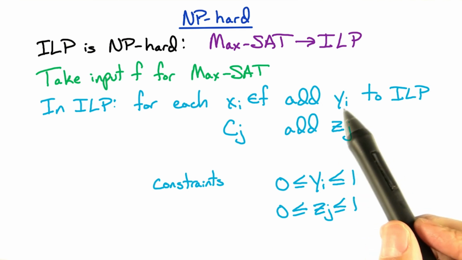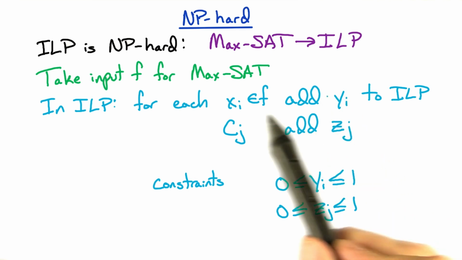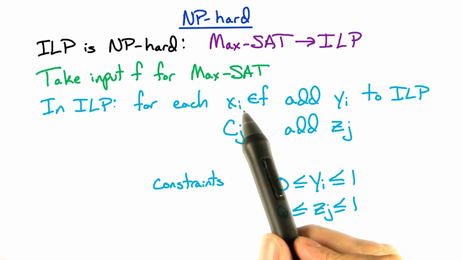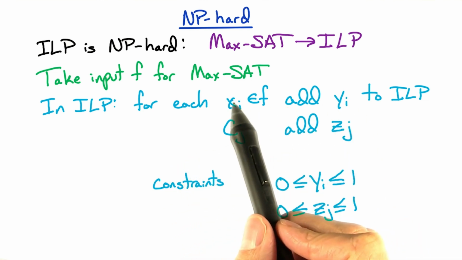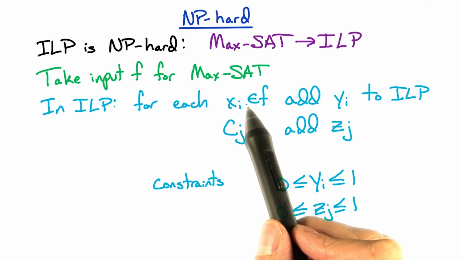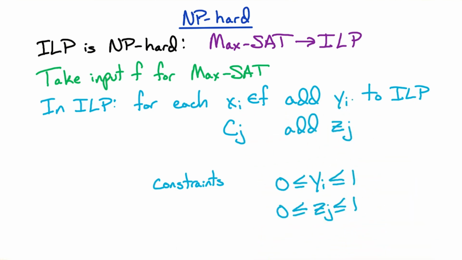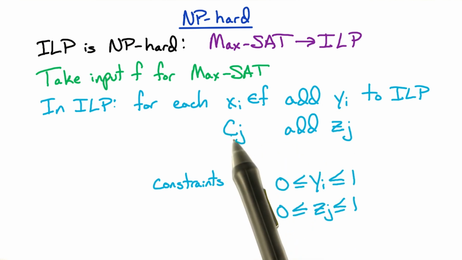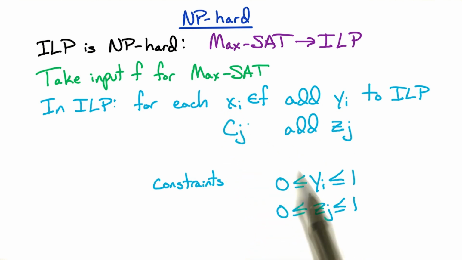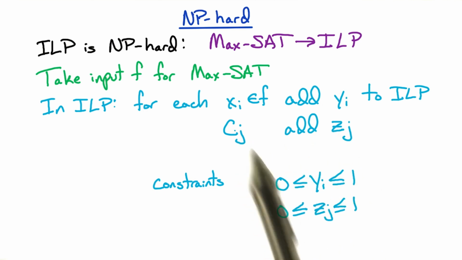Now intuitively, what's going on? These yi's are going to correspond to whether this variable xi is set to true or false. So yi equals 1 corresponds to xi being true, xi being false corresponds to yi being 0. Zj is going to correspond to whether this clause is satisfied or not. So it's going to take value 1 if this clause is satisfied by the literals appearing in it, and it's going to take value 0 if this clause is not satisfied. That's the intuition. We're going to have a constraint for every clause.